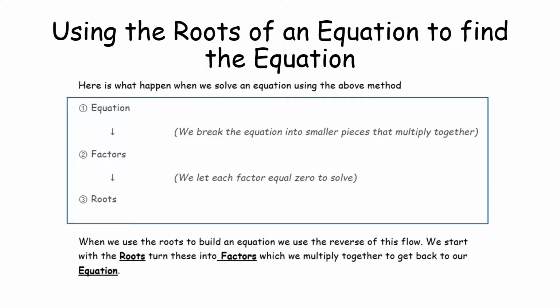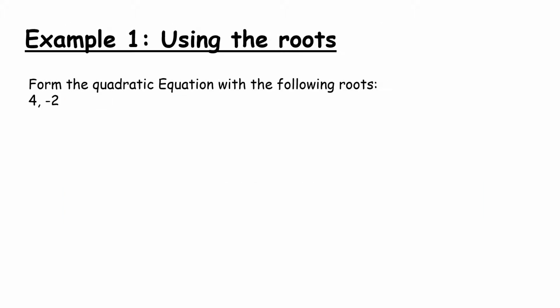So let's see this example in action. Form the quadratic equation with the following roots, 4 and minus 2. So the first step in any question is to write the roots like we would see it at the end of a question asking us to solve. And that is x equals 4, x equals minus 2. Let's keep track of what we have. These are our roots. So remember, we're working backwards. So what we want is to get this equal to 0.